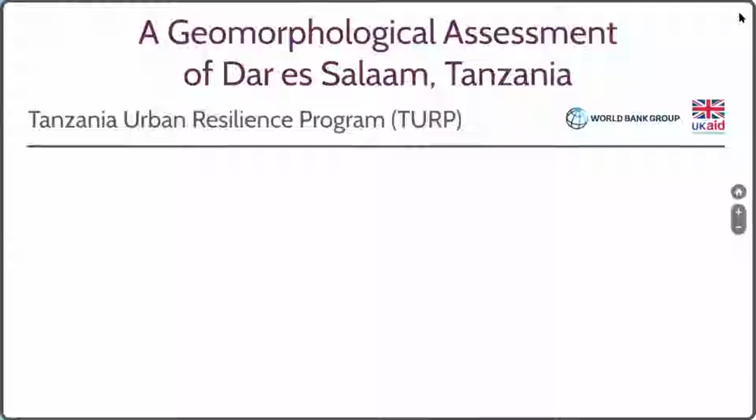So Dar es Salaam is one of the fastest growing cities in Africa. It's got a population of about 6 million, and it has an annual growth rate of about 4.5%. So a huge influx of people into the city. And we're providing technical assistance for the World Bank under the wider Tanzania Urban Resilience Programme. This is a partnership between the World Bank and the UK Department for International Development.